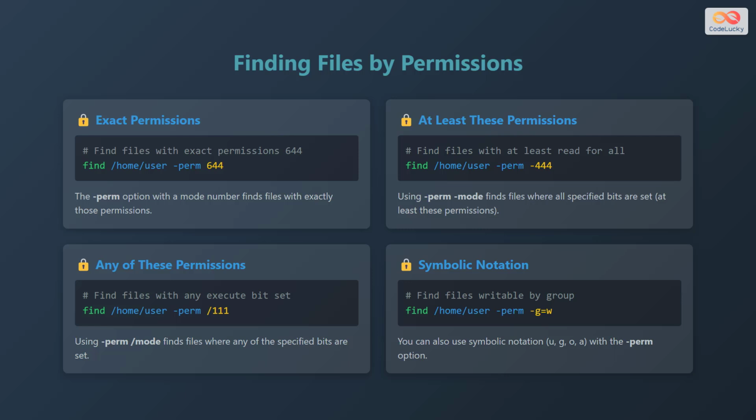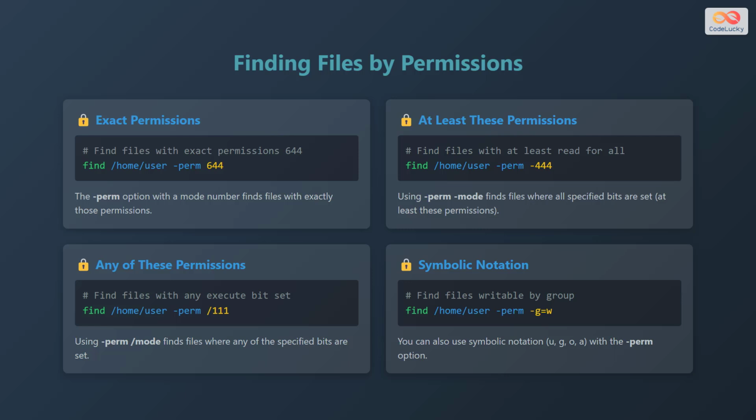Let's explore how to find files based on their permissions. To find files with the exact permissions of 644, you would use the command find /home/user -perm 644. The -perm option with a mode number finds files with exactly those permissions.